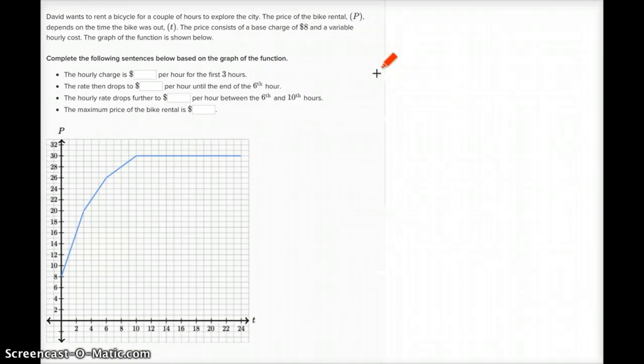So the hourly charge is per hour for the first 3 hours, so we want to find out what the hourly charge is for the first 3 hours. And so we've got to find the point before the slope changes. So we're looking up to 3 hours here and right there before the slope changes. And so again, we need to find the slope in order to find the first hourly charge. And as we discussed earlier, it's y2 minus y1 over x2 minus x1.